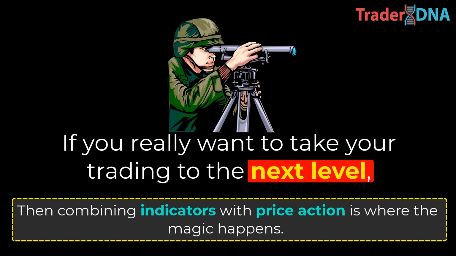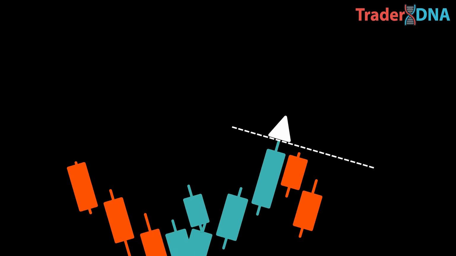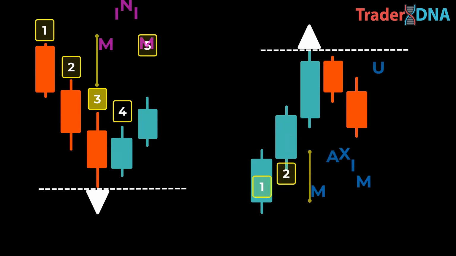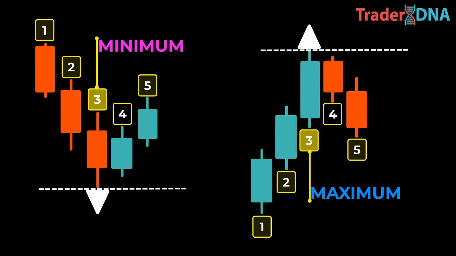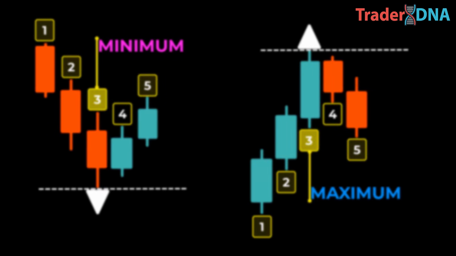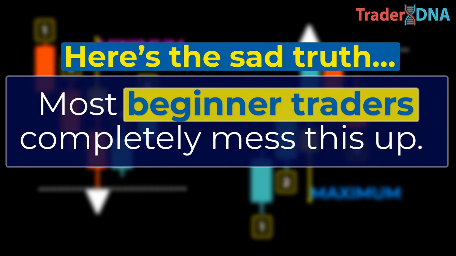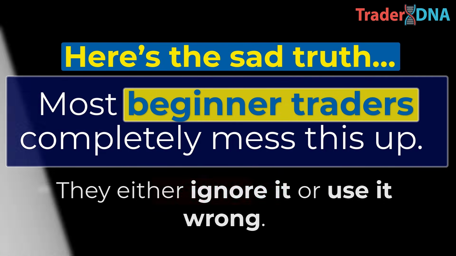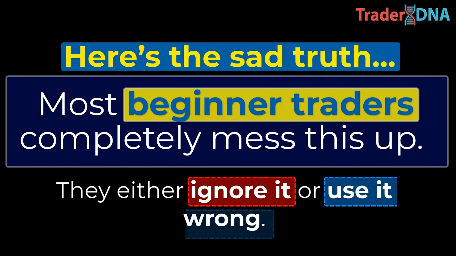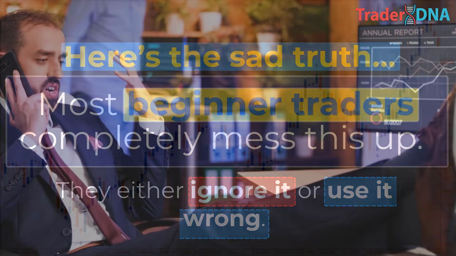So today I'm giving you one of those sniper tools. It's called the Fractal Breakout strategy. And yes, it absolutely works across Forex, stocks, commodities, and even crypto. But here's the sad truth. Most beginner traders completely mess this up. They either ignore it or use it wrong. And as a result, they miss out on one of the most powerful tools sitting right in front of them.